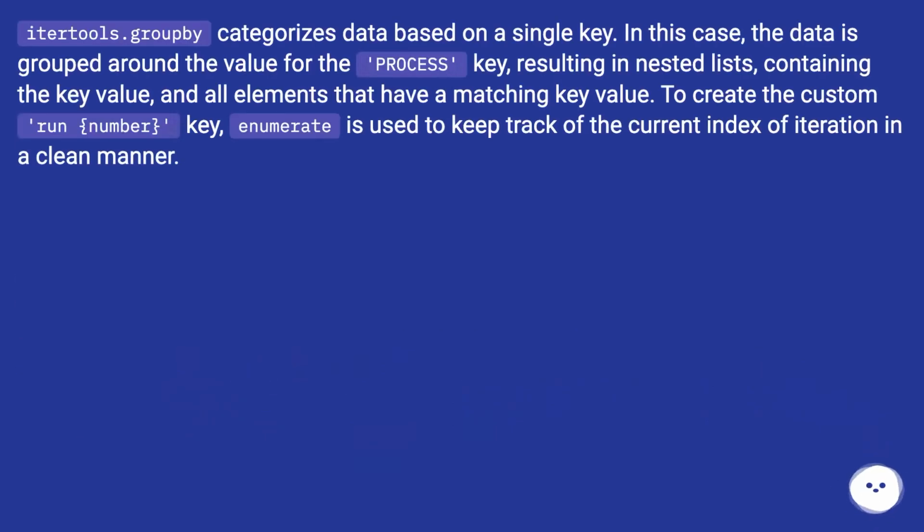Itertools.groupby categorizes data based on a single key. In this case, the data is grouped around the value for the process key, resulting in nested lists containing the key value and all elements that have a matching key value. To create the custom run number key, enumerate is used to keep track of the current index of iteration in a clean manner.